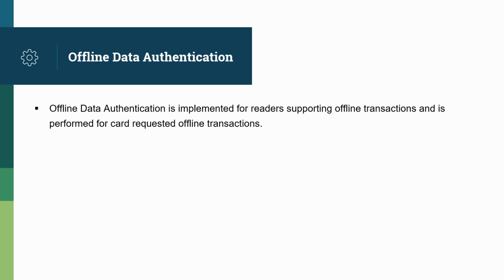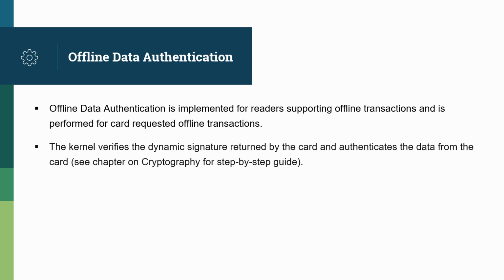Let's now turn to offline data authentication. The general concept is that offline data authentication is implemented for readers supporting offline transactions and is performed for card-requested offline transactions. The kernel verifies the dynamic signature returned by the card and authenticates the data from the card. We covered the technical steps in detail in the chapter on cryptography, and you can refer back to it if you want to. In this lesson, we just consider that the process may have been successful or it may have failed.